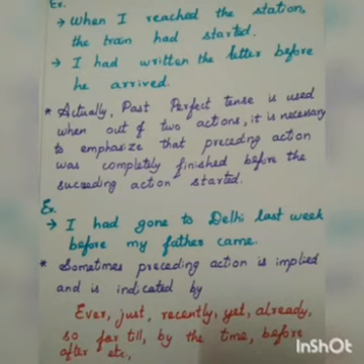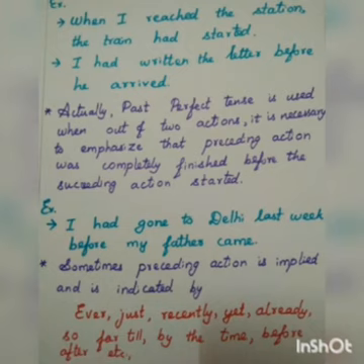Listen to the first one. When I reached the station, the train had started. Here there are two actions. One is about reaching the station. The other is about the train starting. There are two actions that happened in the past. The train got started, it is the first action. Then, when I reached the station, that is the second action.